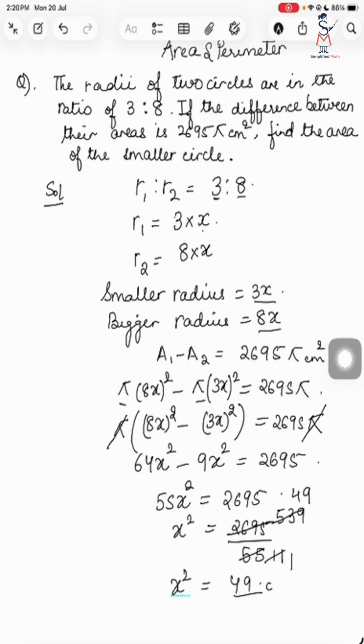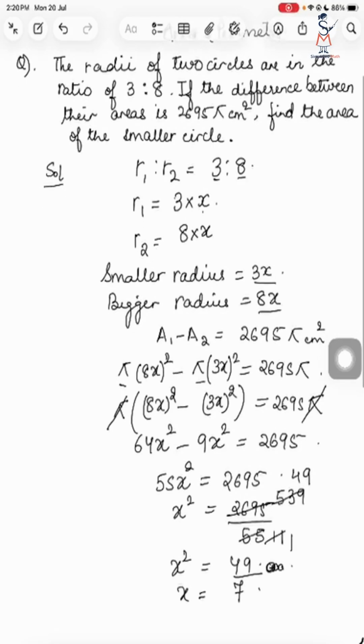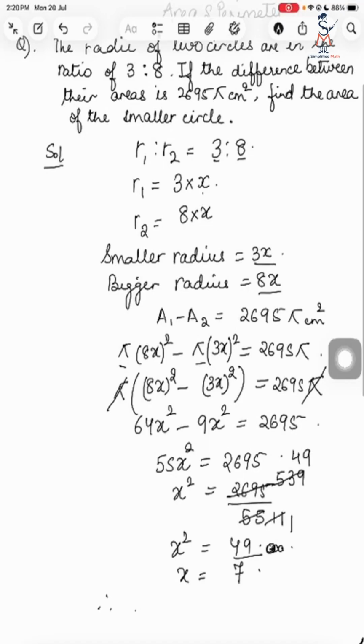So x square is 49. Not centimeter, because it's a constant, so it will just be 49. So x is 7, the square root of 49. What will therefore be the smaller radius? We will find the smaller radius is 3 into 7, that is 21 centimeter.